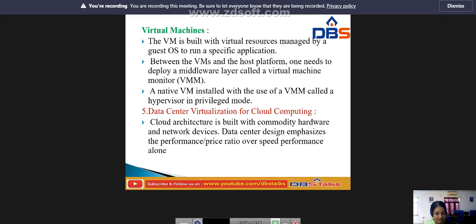So next, coming to the convergence of technologies. Cloud computing has the convergence of technologies in 4 areas: hardware virtualization and multi-core chips, utility and grid computing, SOA, Web 2.0, and WS mashups, autonomic computing and data center automation. So these are the different technologies we are using in data center virtualization and cloud computing.